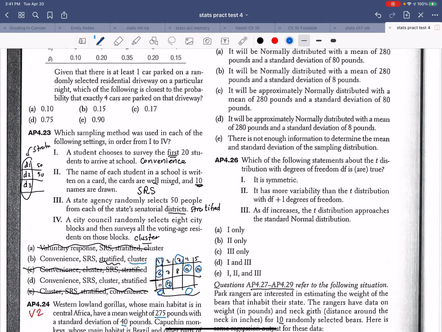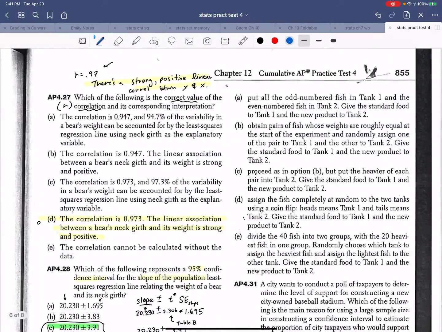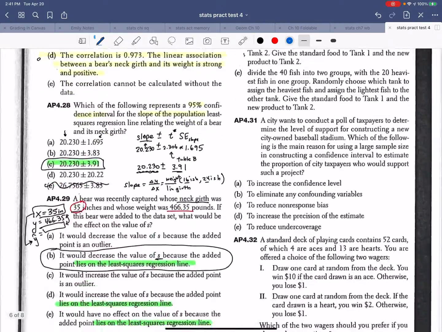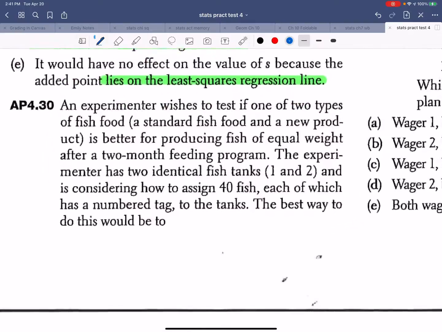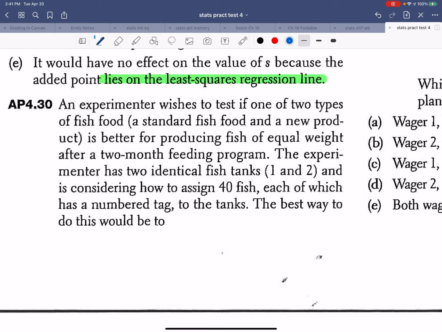Okay, question number 30 has to do with design. Let's take a look. It says, an experimenter wishes to test one of the 2 types of fish food. So we start out with our 40, and we need to have them test the old fish food and this new product, right? The experimenter has 2 identical fish tanks. Okay, so we can't fit them all in a fish tank.